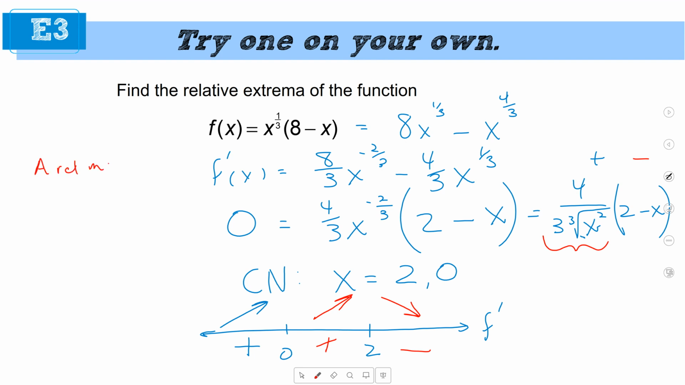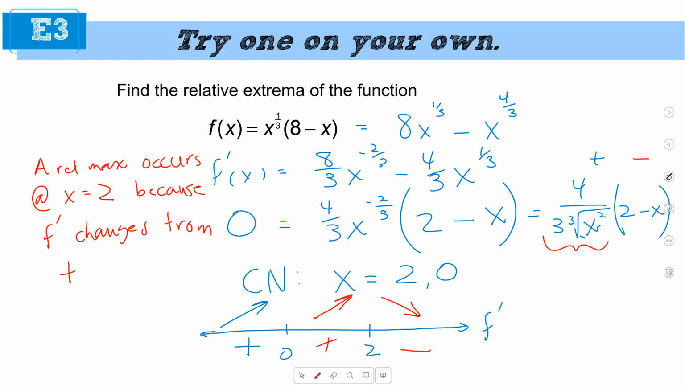A relative max occurs at x equals 2 because, and please write out the word because. Don't write B-E-C-U-Z or B/C. Write out the word because. Because f prime changes from positive to negative. Done.